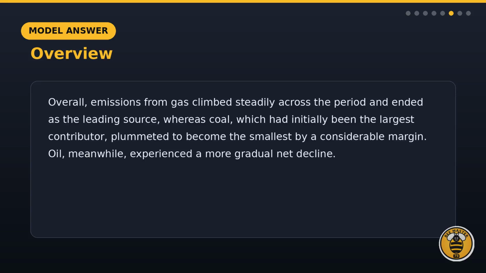The overview, and notice it contains no figures. Overall, emissions from gas climbed steadily across the period and ended as the leading source, whereas coal, which had initially been the largest contributor, plummeted to become the smallest by a considerable margin. Oil, meanwhile, experienced a more gradual net decline.